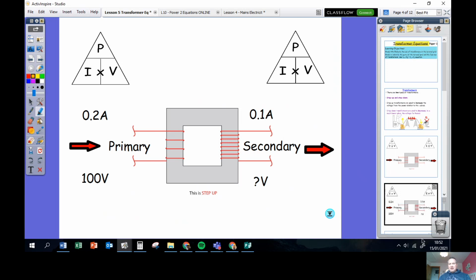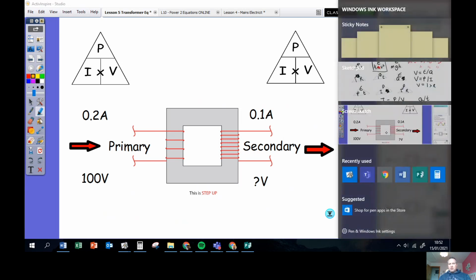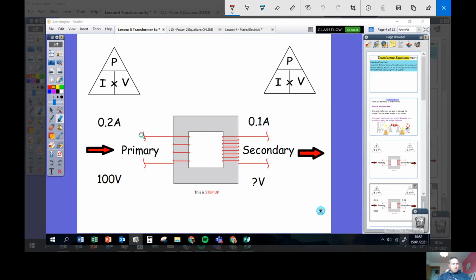Here we go. Here is a transformer. This transformer puts in its power supply at 0.2 amps and 100 volts. It comes out the other side at 0.1 amps, but what's the voltage? Well, I know that the current times the voltage on this side equals the current times the voltage on this side. So let's have a look.